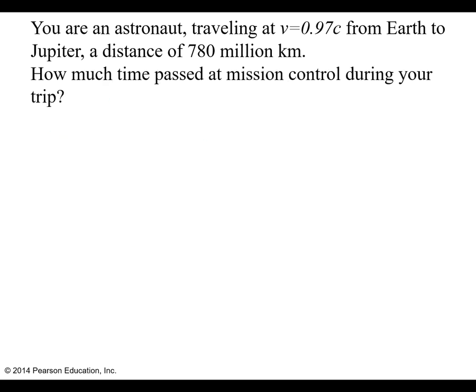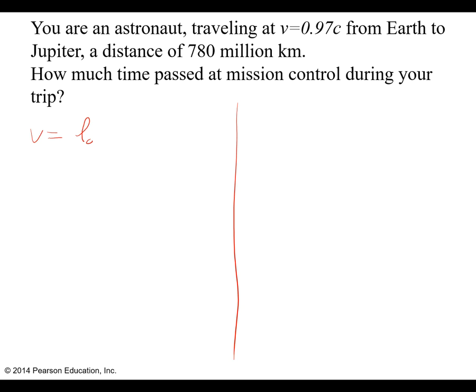But then that begs another question. How much time has passed at mission control during your trip? Well, we have two ways of finding this out. So I'm going to divide this in half. The first is just like we saw before, velocity is equal to distance over time. But in this case, mission control measures the distance from Earth to Jupiter as the proper length divided by the time that passed at mission control.